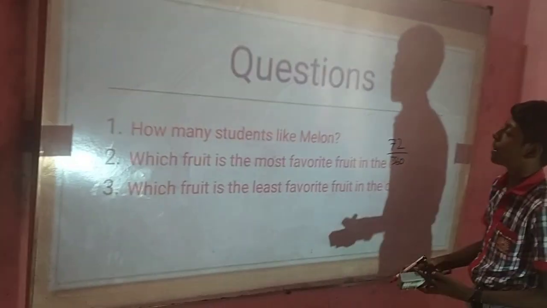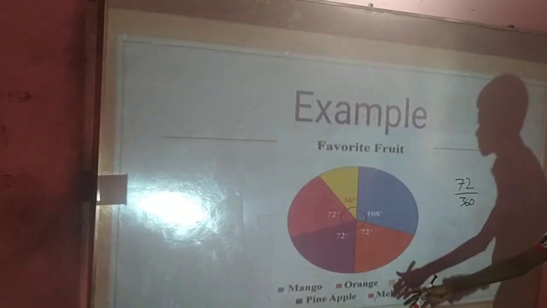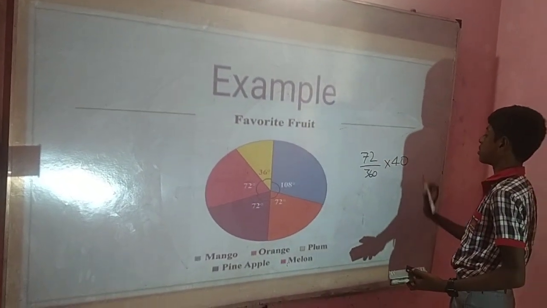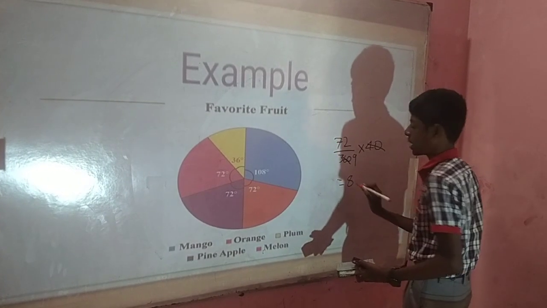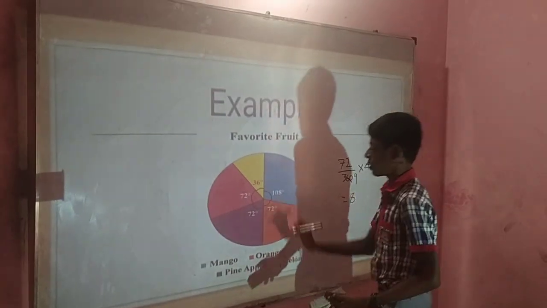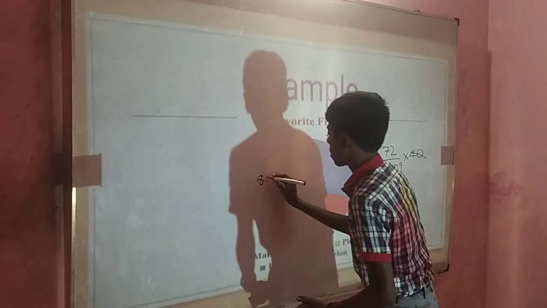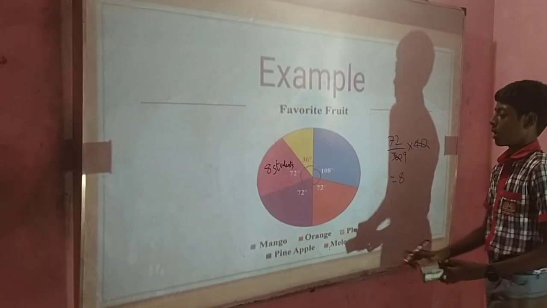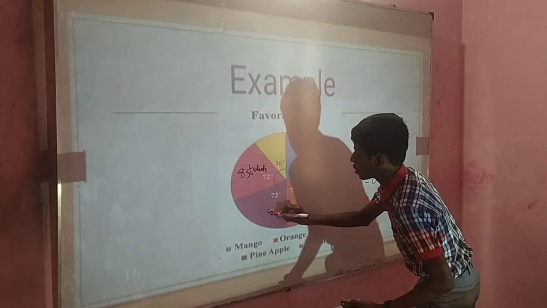And for example, let the total number of students be equal to 40. Then it would be 72 by 360 into 40, equal to 72 by 9, equal to 8. The favorite fruit of 8 students is melon. Same, it is 72 degrees for orange and pineapple. So 8 students.